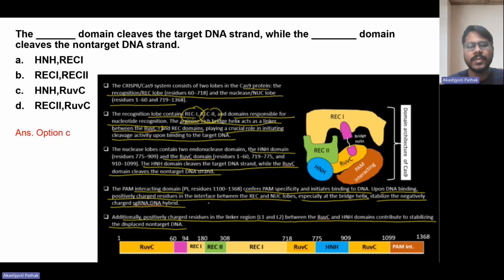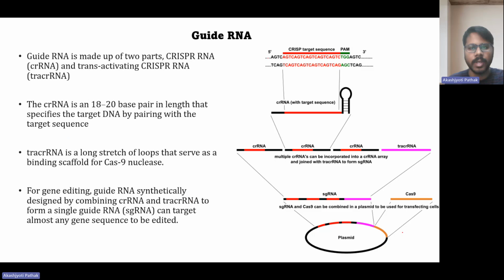Upon DNA binding, the positively charged residues in the interface between the Rec and Nuc lobes, especially at the bridge, stabilize the complex. You can see this is the domain organization of the Cas9 protein. There are multiple domains: RuvC and HNH, which are the nuclease domains, then the recognition lobes, Rec1 and Rec2, and then a PAM recognizing domain, which will recognize the PAM sequence present in the target DNA molecule.